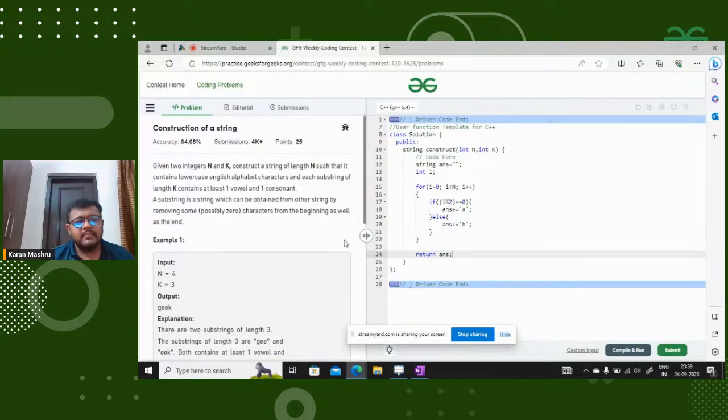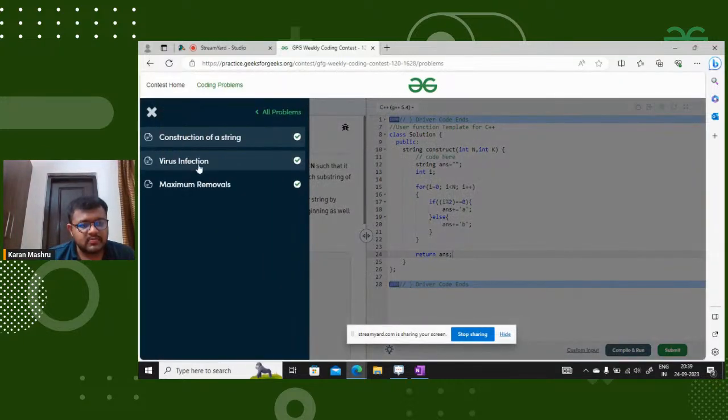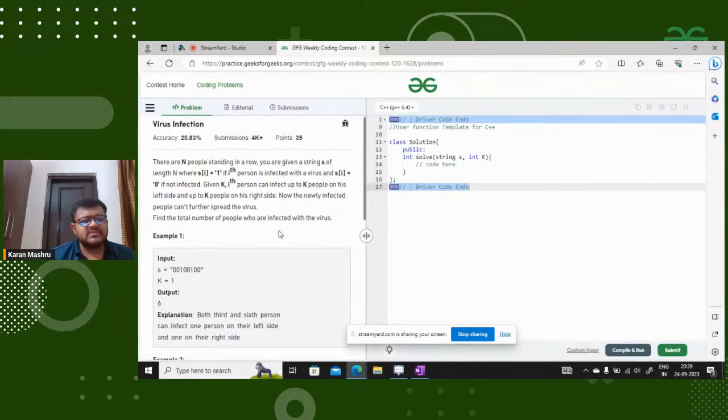Right? So okay, let's move on to the next question, that is virus infection. What does this question say? There are n people standing in a row. You are given a string s of length n, where s[i] equals 1 if the ith person is infected with a virus, and s[i] equals 0 if the ith person is not infected. Given k, the ith person can infect up to k people on his left side and up to k people on his right side. So basically this statement means that the ith person can infect the next k people on the right side and the next k people on the left side.